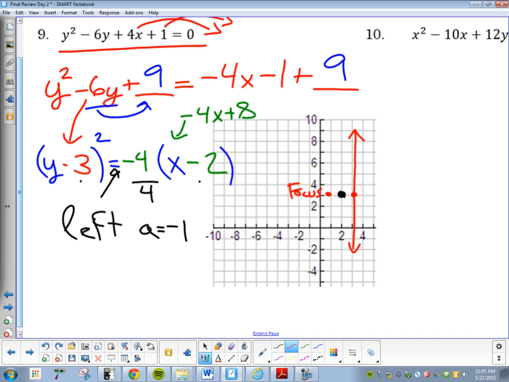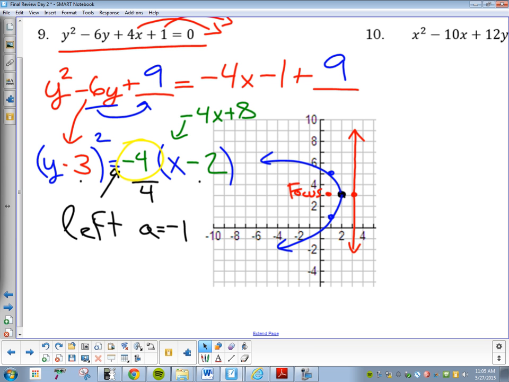And then the last thing we did was we graphed the width of the parabola. How wide is this parabola going to be altogether? 4. It's this number right here. That's the width of it. It's the latus rectum. Okay, it's going to be a total of 4. So I need to go from my focus up and down to the parabola.